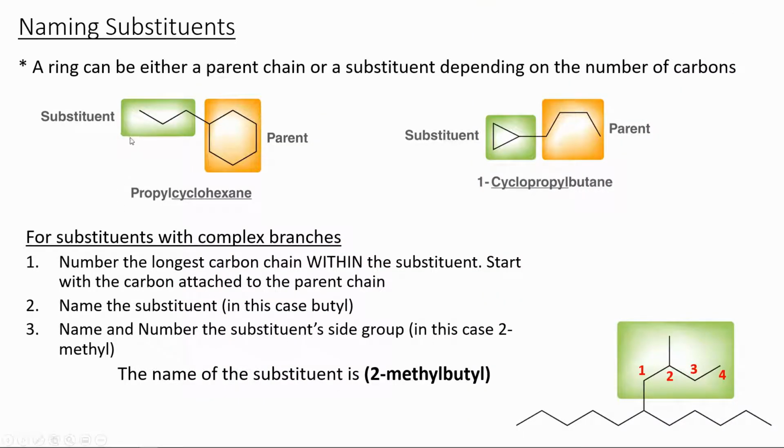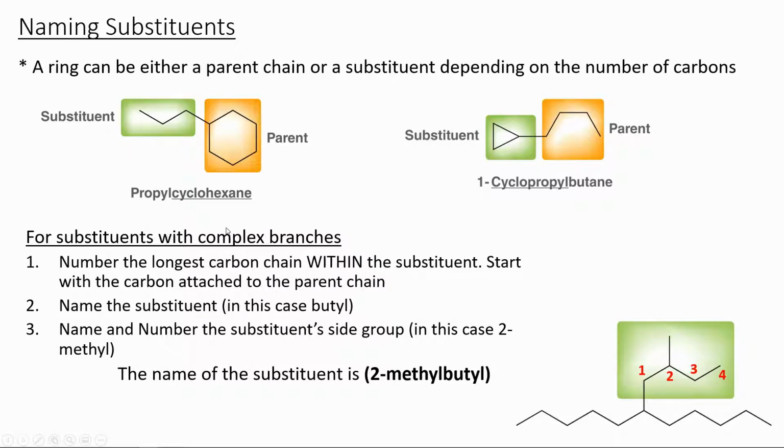Here are a couple examples where we have both a ring and a chain. And so here, in the substituent highlighted in green, the chain is only 3 carbons, whereas the parent ring is 6 carbons. So the parent ring will take priority, and so we'll have a cyclohexane as the parent name and a propyl group as the substituent. Compare that to this example where now we have the parent chain being a linear chain of 4 carbons, which is more carbons than the cyclopropane of 3. So we have cyclopropyl butane because of the butane being the longest carbon chain.